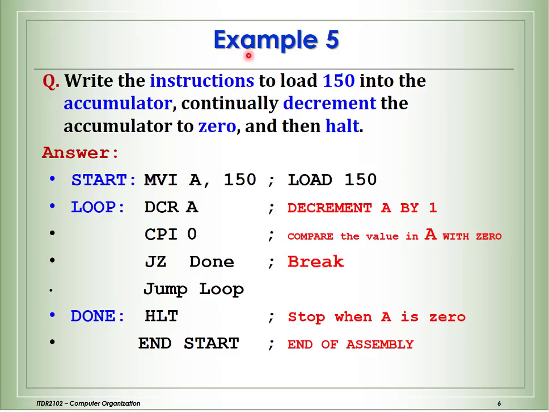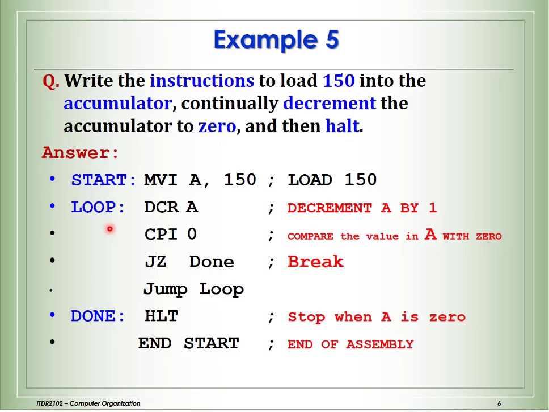Now example number 5. We already covered 4 examples of assembly programs in lecture 11. So now this is example number 5. This example is very simple. We need to write a program to load the value 150 into the accumulator, and then decrement the accumulator until it is equal to 0, and then we stop the program.